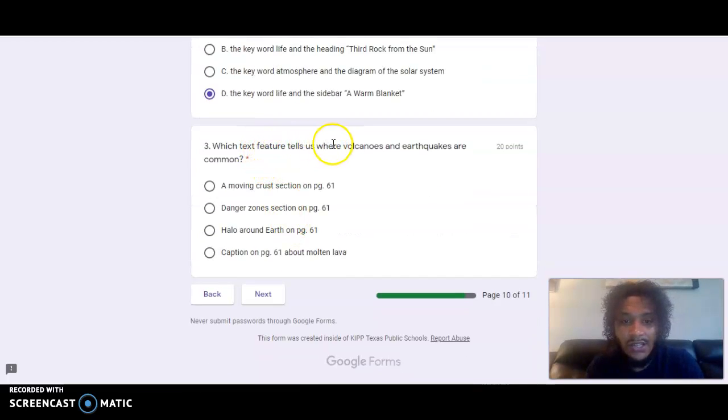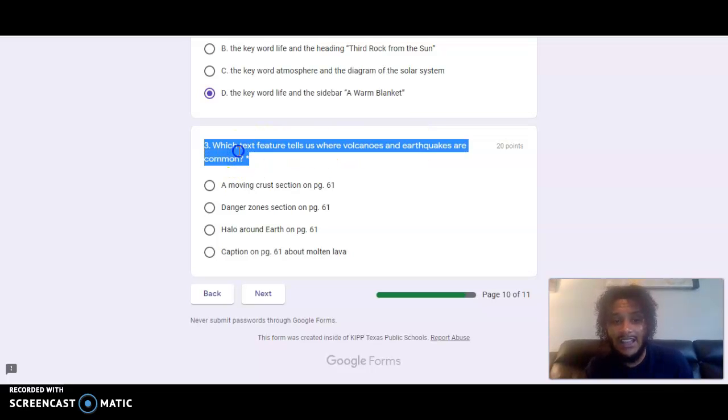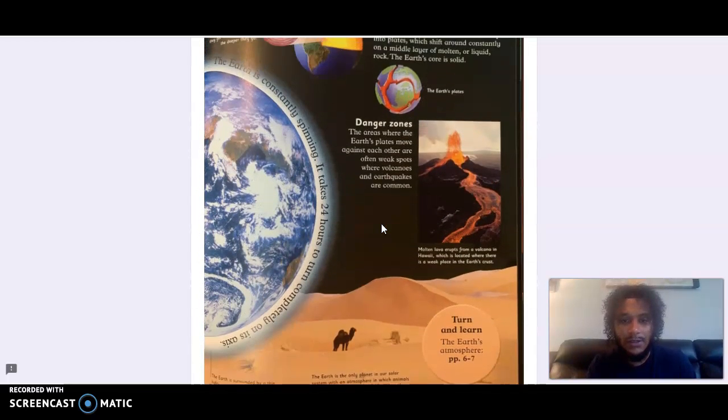Which text feature tells us where volcanoes and earthquakes are common? Let's see. A moving crust section on page 61. Danger zone section on page 61. Halo around Earth on page 61, or caption on 61 about molten lava. Let's go see what tells me about volcanoes and earthquakes. And those are my two keywords, volcanoes and earthquakes. And I'll keep common in as a keyword as well. Not the question mark, common, excuse me.